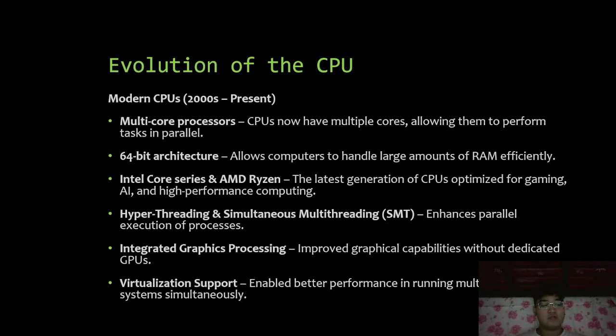Modern CPUs po for 2000 to present po. Multi-core processor. CPUs now have multiple cores, allowing them to perform tasks in parallel. 64-bit architecture allows computers to handle large amount of RAM efficiently. Intel Core series and AMD Ryzen, the latest generation of CPUs optimized for gaming, AI, and high-performance computing.